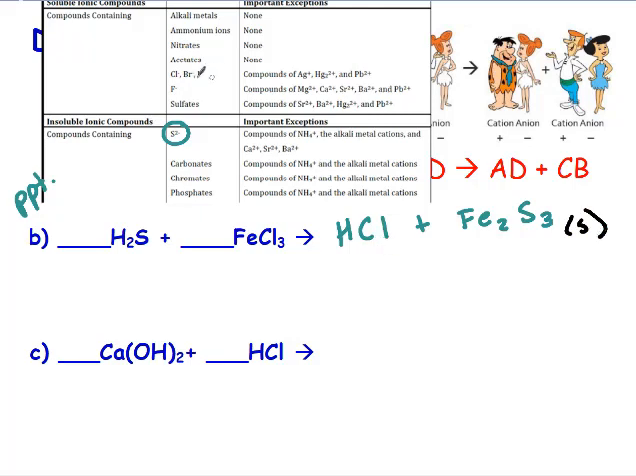And it's not completely true right now, but chloride is up there. So this one is going to be aqueous. That's not the reason. We'll see the reason in a couple of days. But that's going to be our solid iron 3 sulfide. Okay, so now we can balance it. So go ahead and pause the video and balance your equation. Restart when you're done balancing.